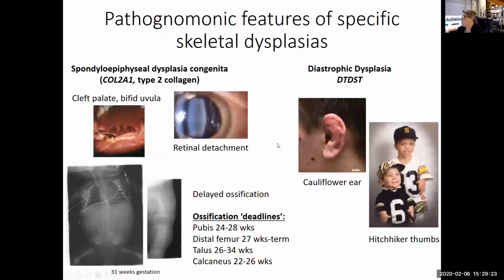And then sometimes as we meet individuals who are short-statured, they may have other features that go along with their short stature, their epiphyseal changes, et cetera, that really help you hone in. So over on the left-hand side here, the type 2 collagen conditions, one of the classic ones is spondyloepiphyseal dysplasia congenita. You often see a cleft palate, you can have retinal detachment, and then this is a perfect example.